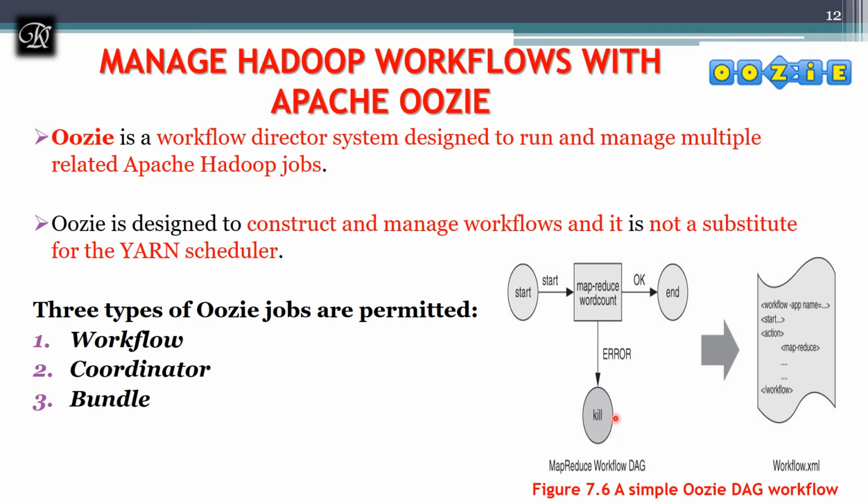But here we need not kill by turning off the machine. That should not be done. If there is an error, how is it going to be handled? It's going to kill by calling the kill process. So this is the one simple workflow which is written for the given MapReduce word count task.